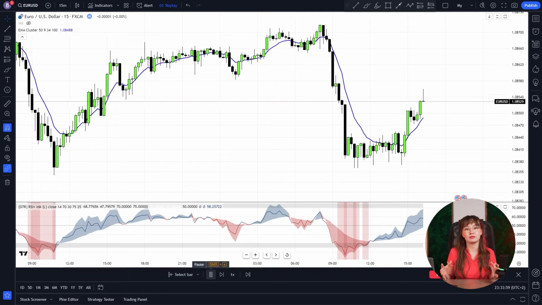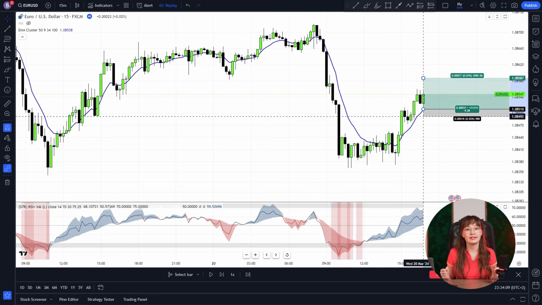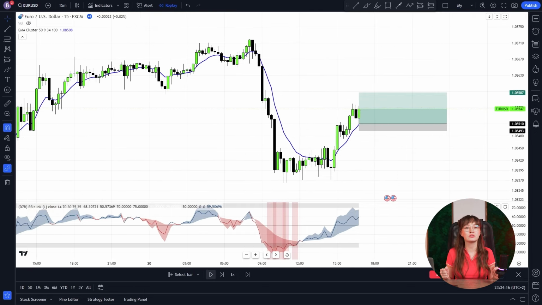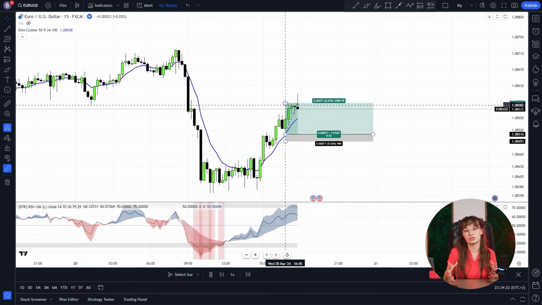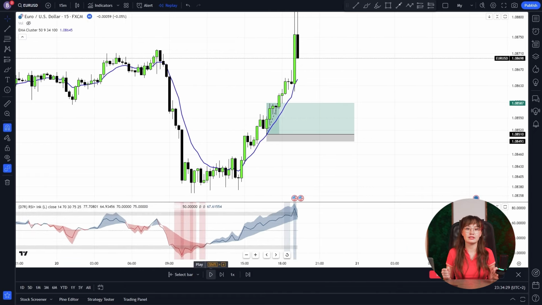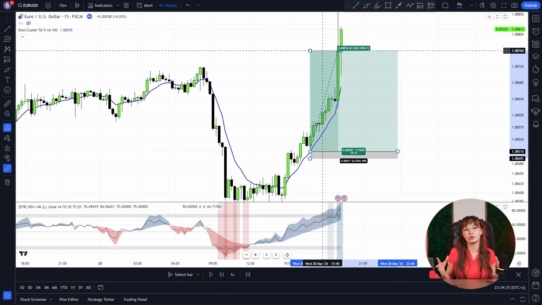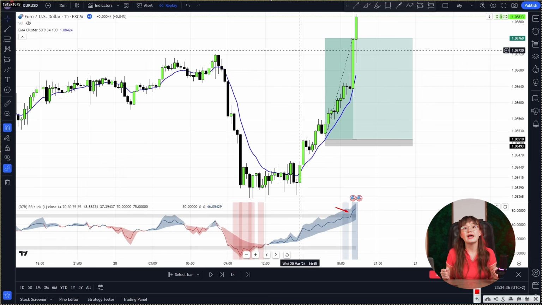The setup happened. Now we wait for the touch. The entry is made here with a small stop slightly below the moving average. Now we wait for the price to rise and for the RSI to enter the overbought zone. And here the RSI indicator goes into the overbought zone. Time to take profit. This is how the strategy works for Forex traders.